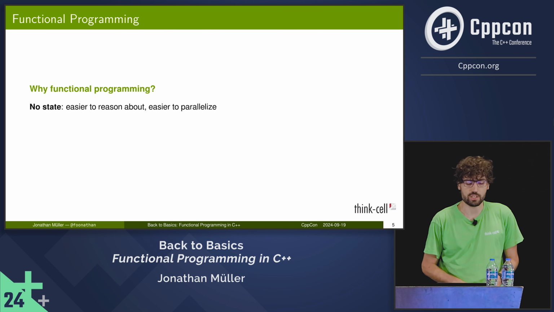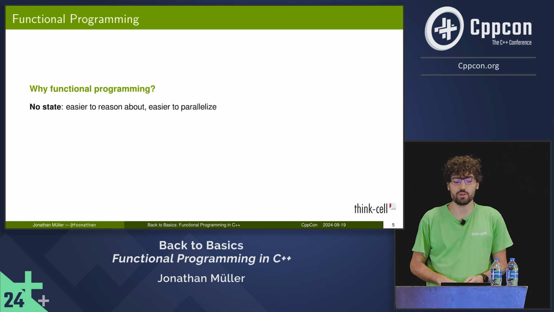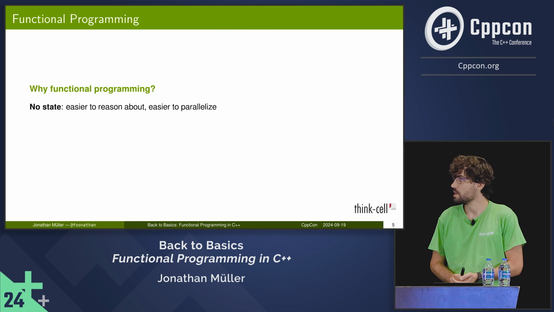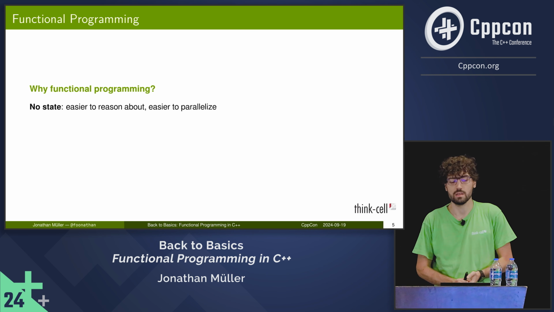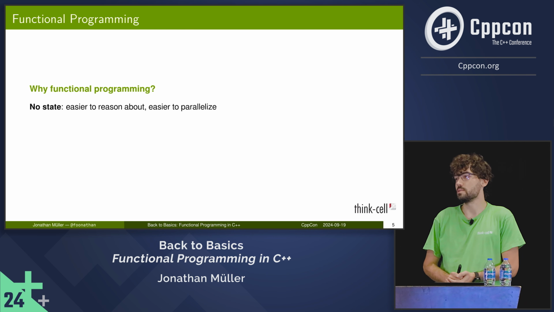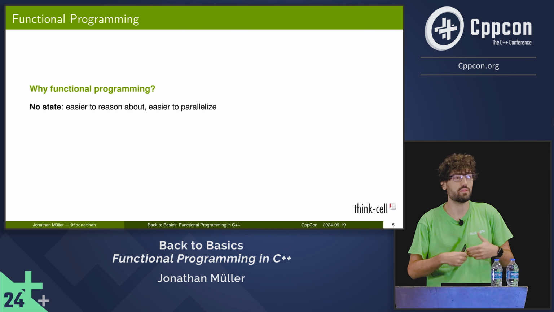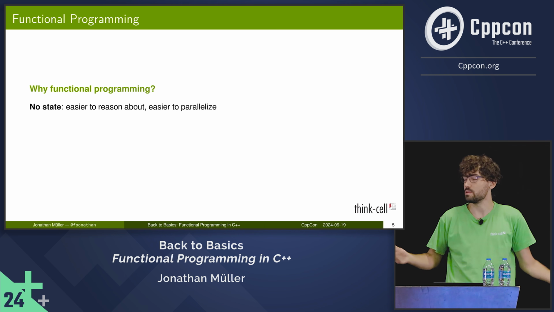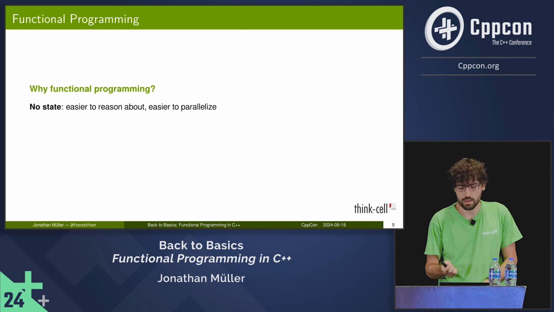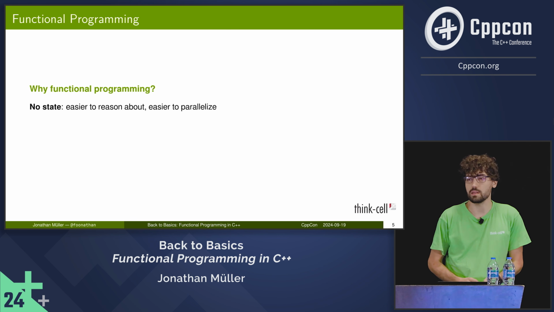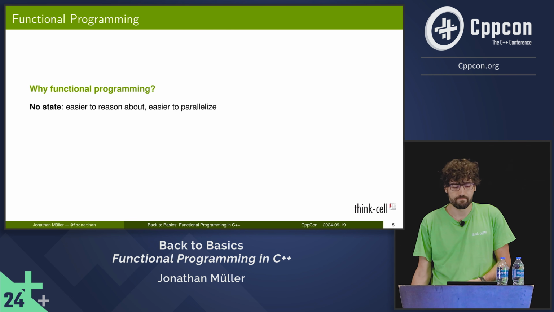Now, why do we want to use functional programming? Well, the big benefit of functional programming is that you don't have any state. This makes it easier to reason about because you don't have to keep all your variables in your head. This also makes it easier to parallelize. If you don't have any state, you don't have any shared state, and so you can just run all your programs in parallel without having to worry about race conditions. So functional programming, especially in modern times, is really important.